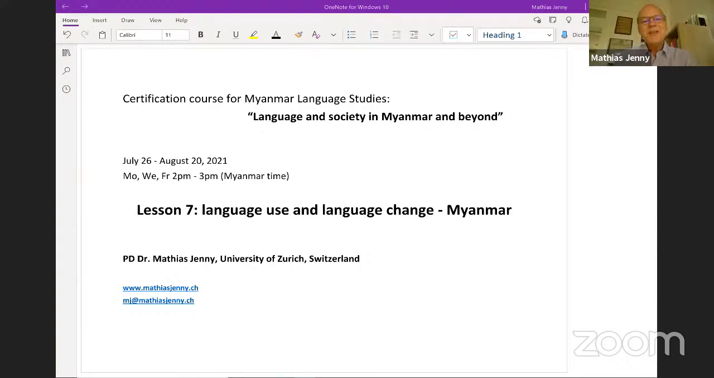We looked at language change generally in the last lesson. So today we will apply this knowledge that we gained in the last lecture to Burmese. How did the Burmese language evolve? How did the Burmese language change to become what it is today? And how is it still changing?